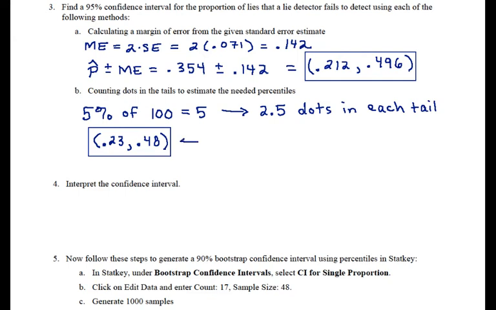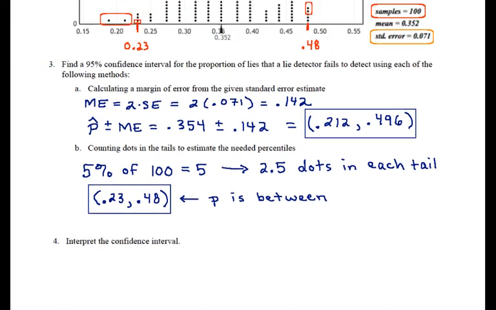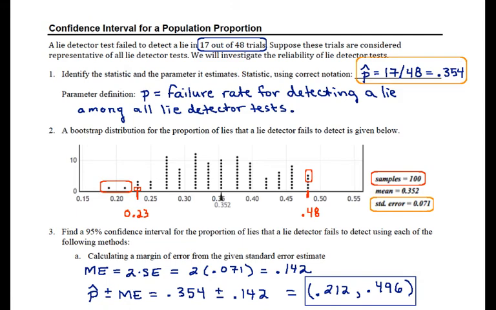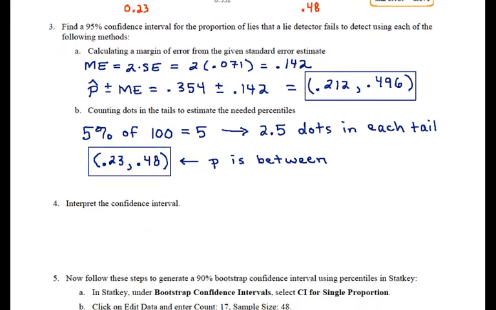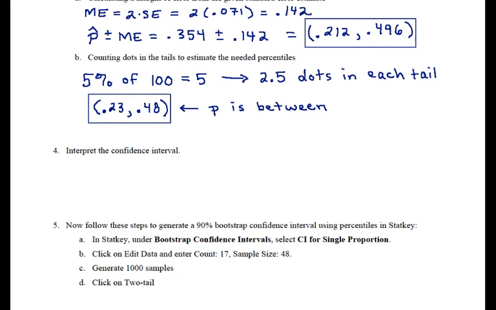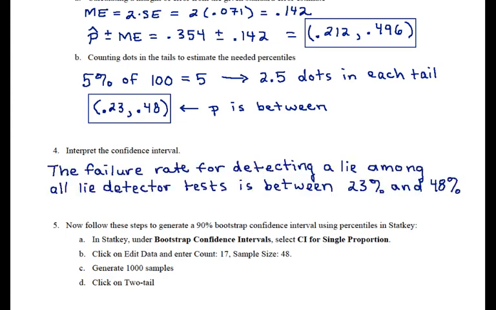We'll start by thinking about what it means. The population parameter P is between these two values. And now we just need to think about what P represents. Remember, we defined P up here to be the failure rate for detecting a lie among all lie detector tests. So this means that that failure rate is between these two values. We'll express them as percents. Often when we're interpreting a confidence interval for a proportion, expressing it as percents might be a little bit easier to understand. So the failure rate for detecting a lie among all lie detector tests is between 23% and 48%. So don't count on that lie detector test to save your marriage, right?